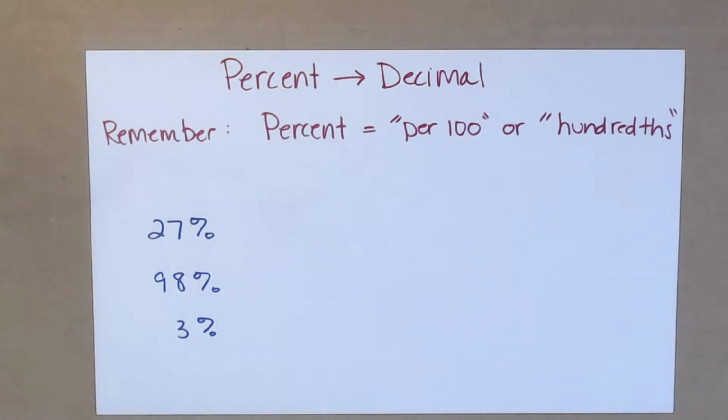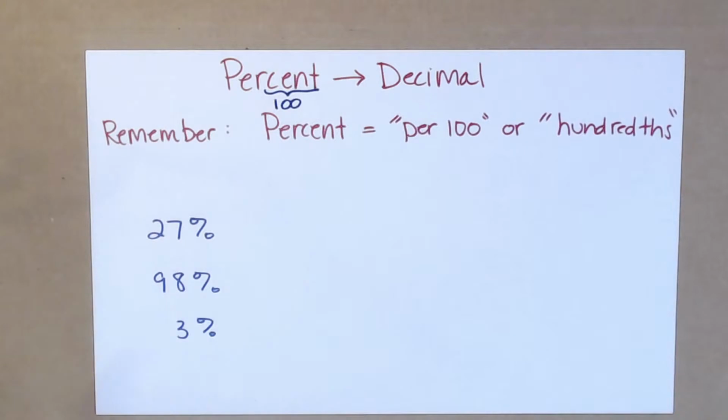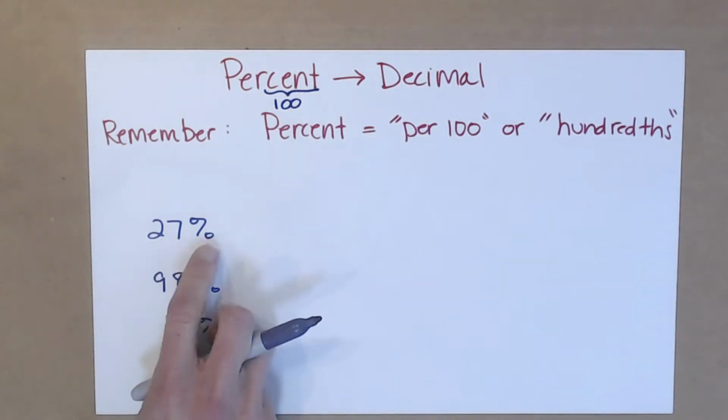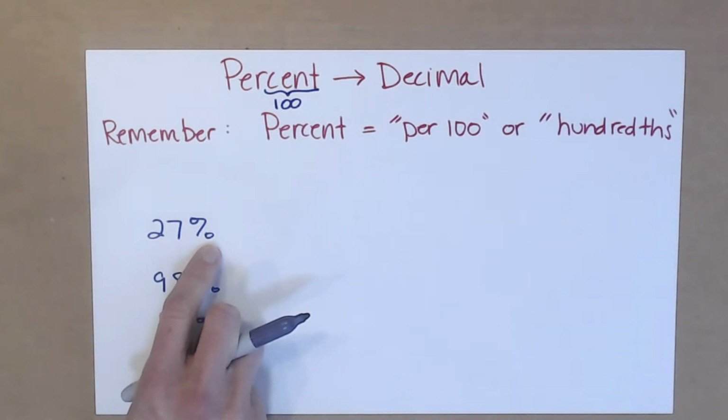In this video, we are going to be converting percents to decimals. And to do this, it helps to remember the definition of a percent. Percent just means per 100 or hundredths. Remember that this root word cent in Latin means 100. So when we see a number like 27%, we think 27 hundredths or 27 per 100.